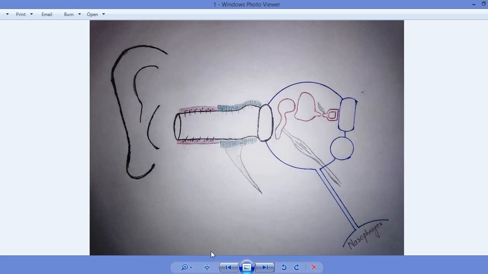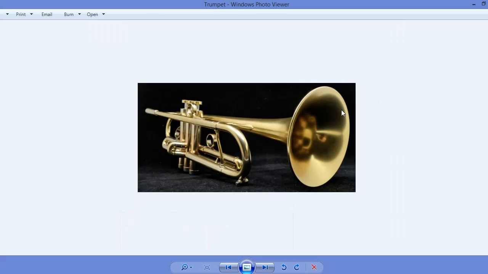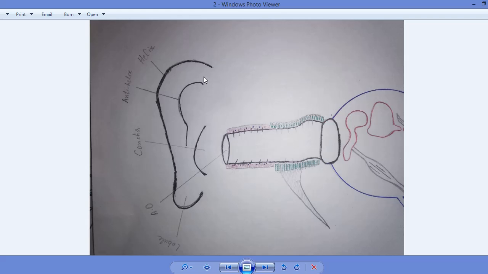The pinna is the external part of the external ear, which we can see with the help of our eyes, and which is just like the shape of a trumpet. I'm going to show you. This is the flared surface of the trumpet, and this is the trumpet. So the pinna resembles this trumpet, and this is to receive the sound waves. How this receives the sound waves, I'm going to tell you in detail. First, I'm going to show you the labeled diagram.